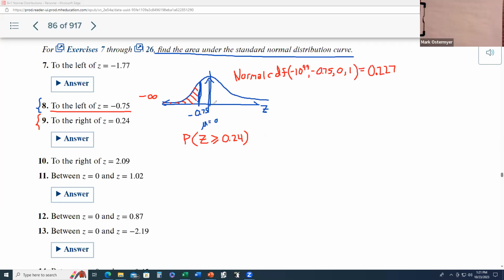And 0.24 being greater than 0 would be about right here. So you're going to have to find this area. This is the area they want you to compute now. All right, go ahead and find that area there using your normal CDF function.